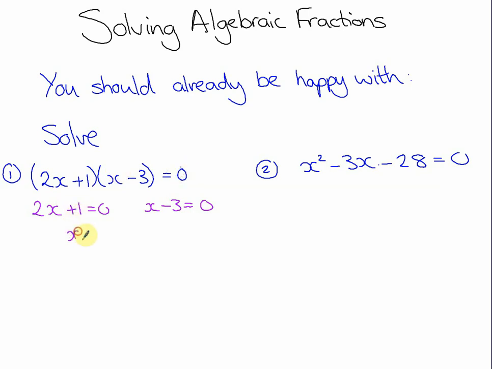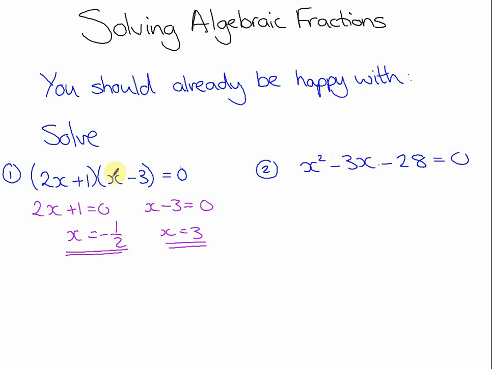So if we rearrange this and solve, we would get x is minus a half and x is 3. So they are the two values of x that make this multiplication 0. It's solved. Now, question 2, we've given it to you as a quadratic. This is subtraction in this case, but it could also be plus. To find out which numbers go in here would be pretty difficult, but if we turn a quadratic into a multiplication problem, then it's easy.